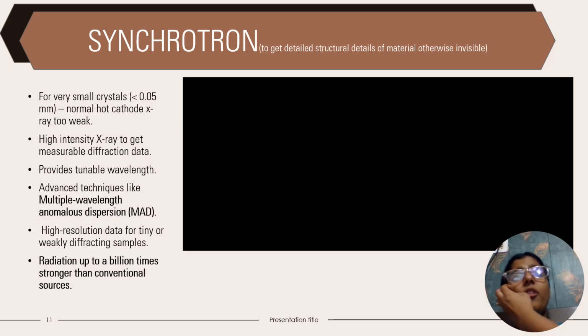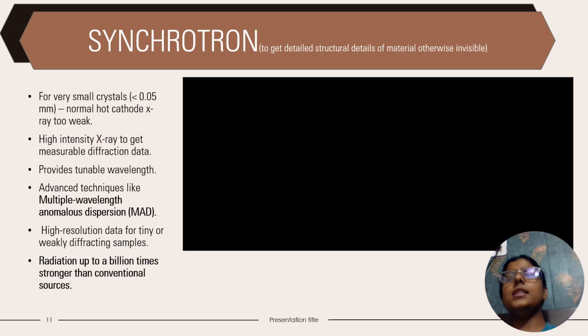So, why do we need synchrotron X-rays? We need them for very tiny crystal structure determination, like protein or nanomaterial crystal. Conventional sources are just too weak and the diffraction pattern is barely visible. But the extremely high intensity of synchrotron X-ray makes it possible to collect high quality diffraction data even from crystals that are less than 0.05 millimeter in size. And that's why synchrotrons are considered the most advanced X-ray source, and they give us brightness, tunability and precision that no laboratory source can match.